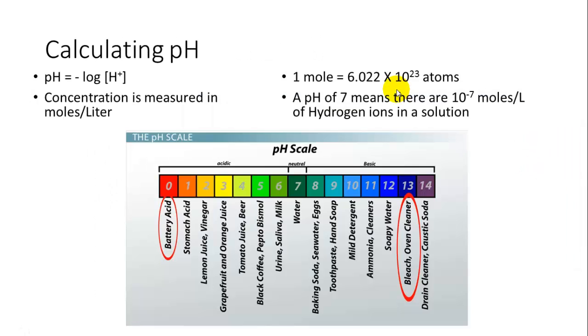So the way we calculate pH is by taking the negative of the log of the concentration of hydrogen ions. So that's what all this means. pH equals the negative log, and these brackets mean concentration of the hydrogen ion. And it's measured in moles per liter, and a mole is 6.022 times 10 to the 23rd atoms. And you'll learn about that in chemistry if you haven't already. And so a pH of 7 means there are 10 to the negative 7 moles per liter of hydrogen ions in a solution. And so a pH of 6 means 10 to the negative 6. pH of 1 means 10 to the negative 1, so on and so forth.